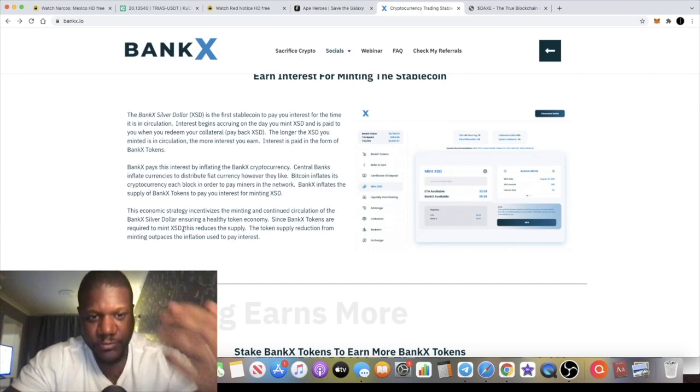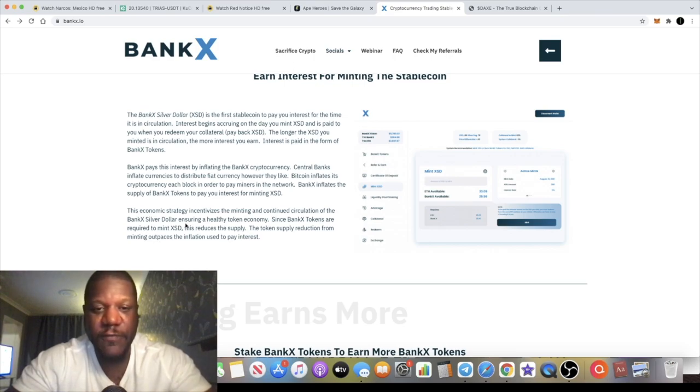So, this economic strategy incentivizes the minting and continued circulation of the Bankx silver dollar, ensuring a healthy token economy. Since Bankx tokens are required to mint XSD, this reduces the supply. The token supply reduction from minting outpaces the inflation used to pay interest. So I hope you're following me on that. It might be a little bit much to get your head around, but if you do read this carefully, it will probably make some sense to you.